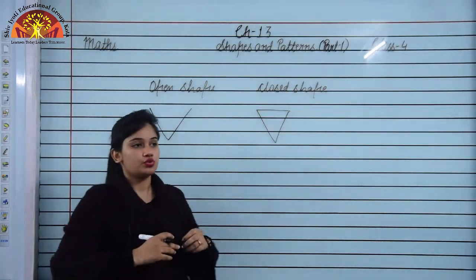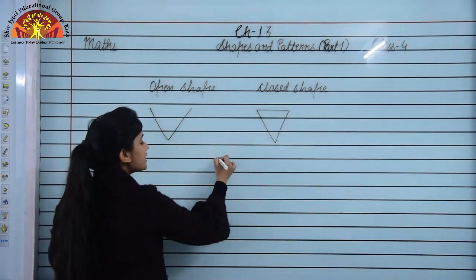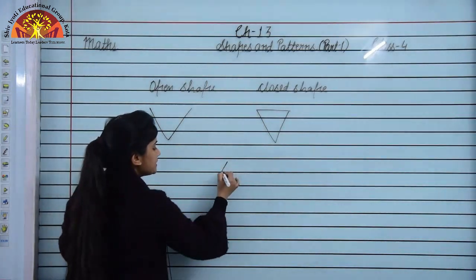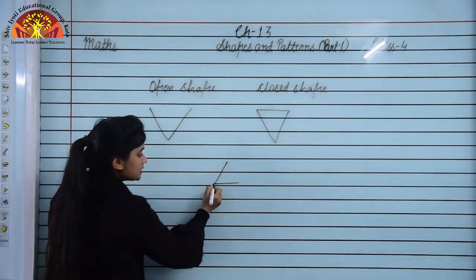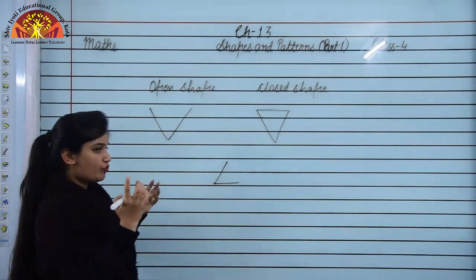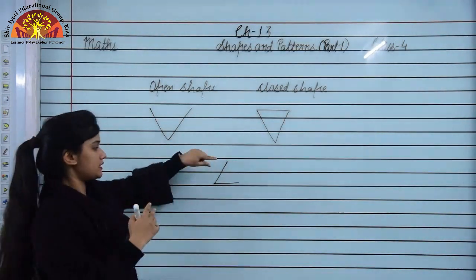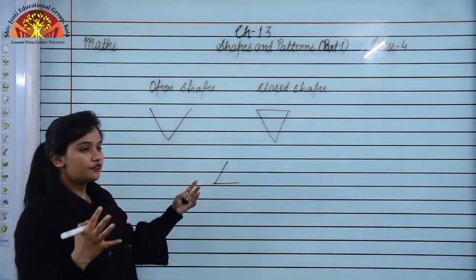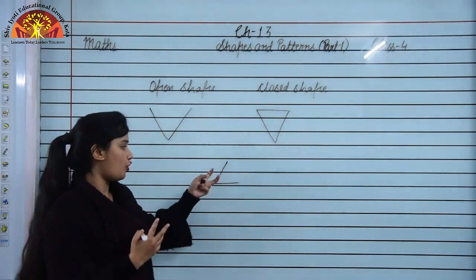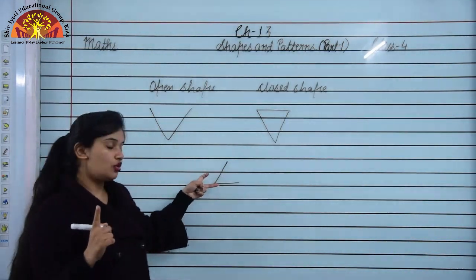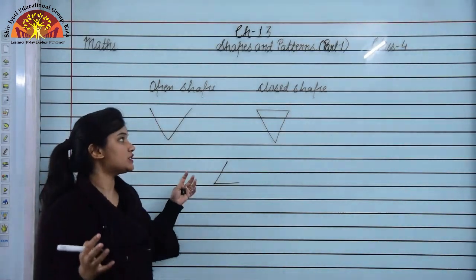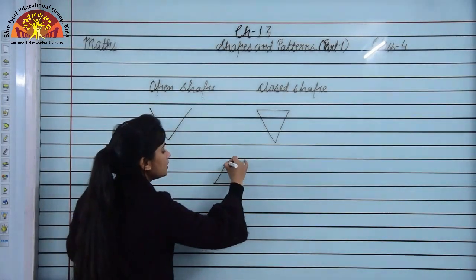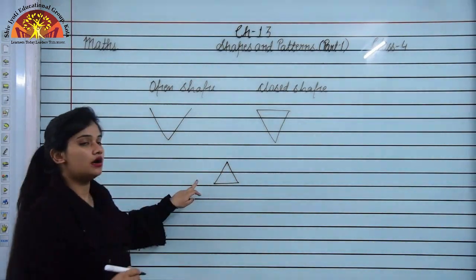Is it clear? Now students, how many line segments will be required to draw a closed shape? If I take two line segments, these are line segments. We are taking 2 points and we are joining these 2 points. It is forming a line segment. Okay, so we can see there are 2 line segments. So if we take 2 line segments, can we form a closed shape? No, we cannot form a closed shape. So students, to draw a closed shape, how many lines will be required? We have to take 3 lines to draw a closed shape.